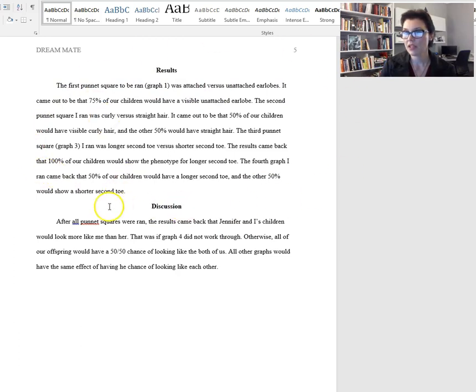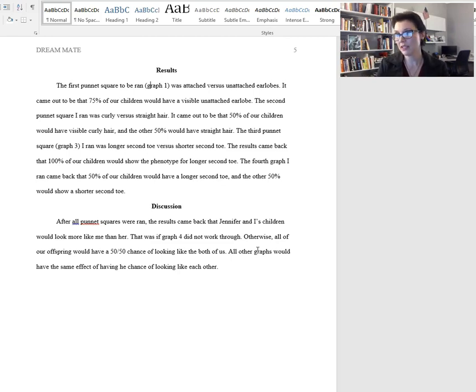Okay, so your discussion needs to be longer, because first you're just talking about the results. In the discussion, you're going to want to talk about each one of these. If the first one was 75% chance of unattached earlobe, then you're going to say that, which means that whoever had the unattached earlobe, I can't remember which one of you it was, for this trait, the child would look more like so-and-so. For the second one, this trait was even, 50-50. And for the last one, averaging the two Punnett squares together, 75% chance of a longer toe. See what I'm saying? That's how you want to talk about it.